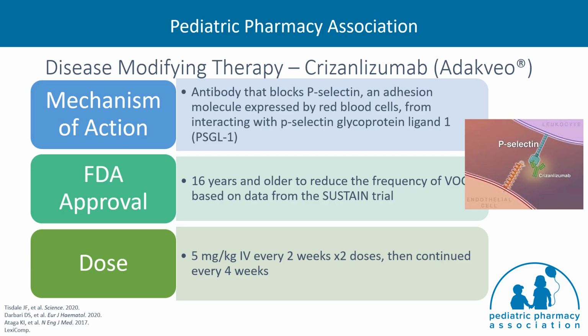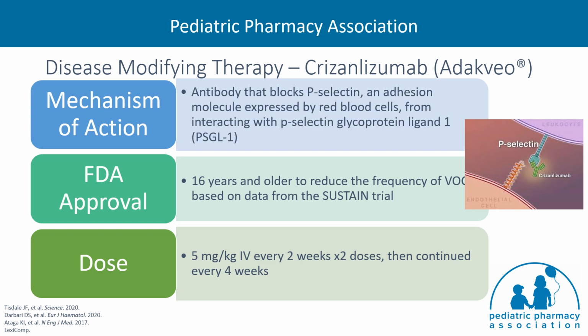So that was voxelotor. Our next one is going to be crizanlizumab or Adakveo. It works by blocking P-selectin. P-selectin is an adhesion molecule that's expressed by our red blood cells, and it prevents it from interacting with P-selectin glycoprotein ligand 1 on our endothelial cells. And so we see less adhesion and therefore less occlusion.